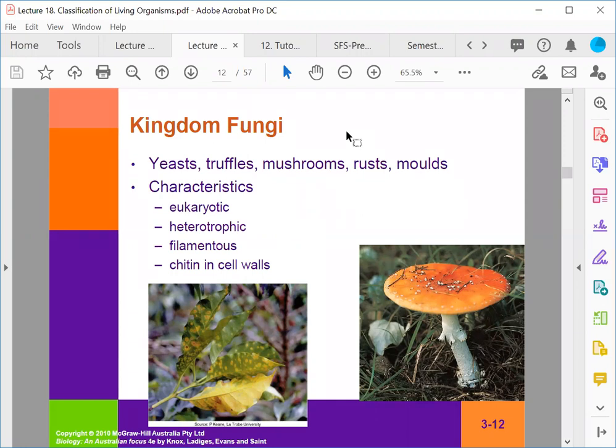So here's a couple of examples. Here we can see a rust, a coffee rust, I believe this is. And here we have, I can't remember the name of this particular mushroom, but I know it is a hallucinogenic mushroom. In large doses, it can be fatal.